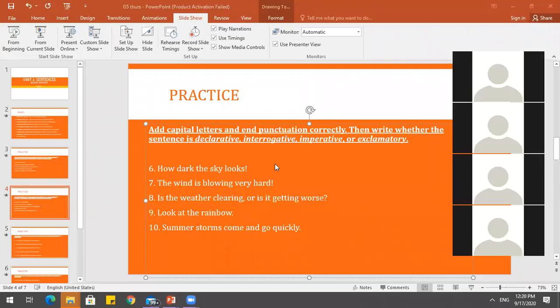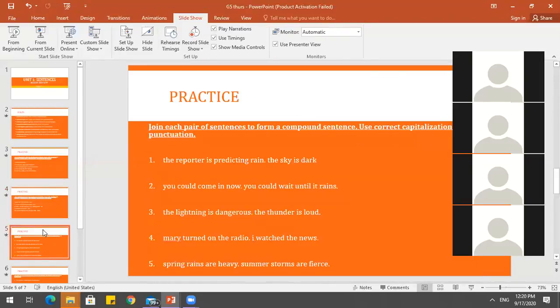Declarative. So here we have exclamatory. Here we have also exclamatory. This is an interrogative sentence. This is an imperative sentence, and this is declarative. Thank you, Zane. All right, now we're going to form compound sentences.